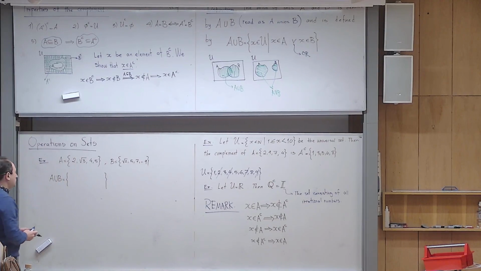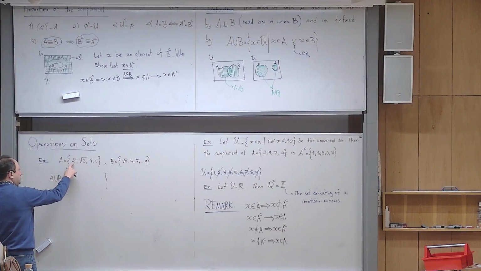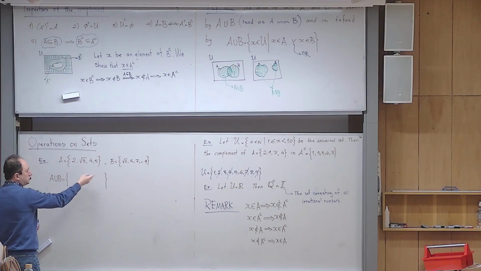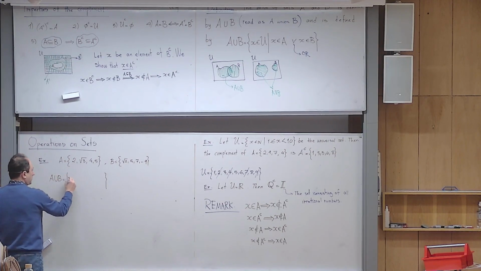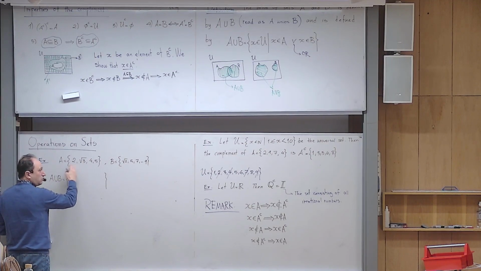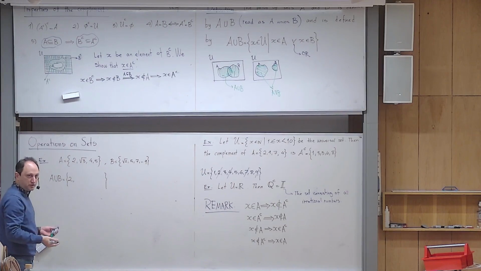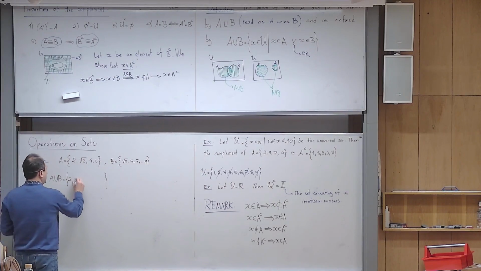So should I write 2 here inside? Yes, because 2 belongs to A. Of course, 2 does not belong to B, but it doesn't matter because of the notion of the or. So I write 2 here. And of course, you really don't need to think. You write all the elements of the first set because they have to be there. So don't worry about that.